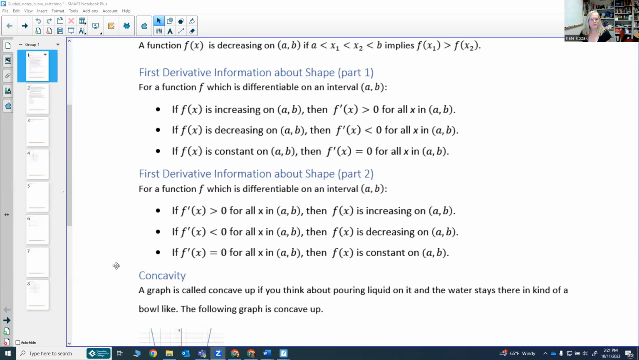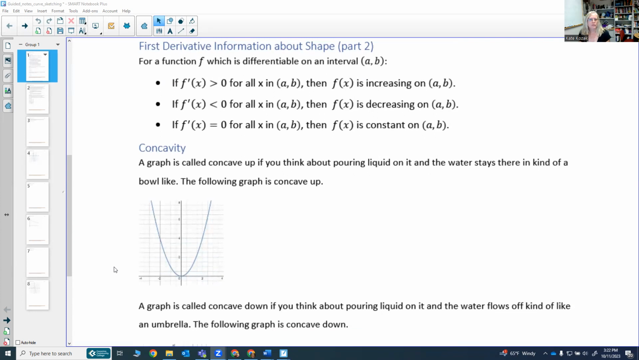If f prime of x is less than 0 for all x in (a, b), then f of x is decreasing on (a, b). And if f prime of x equals 0 for all x in (a, b), then f of x is constant on (a, b).